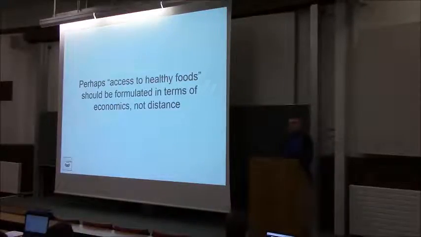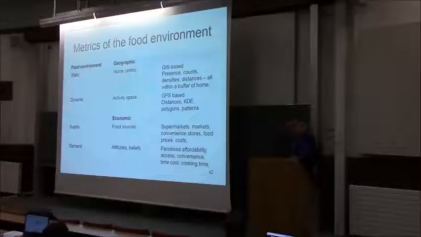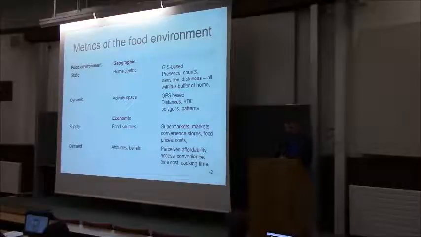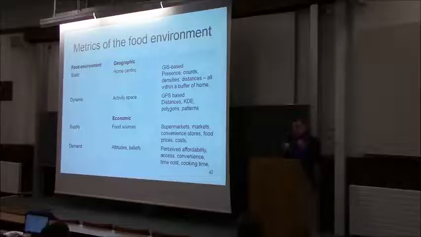And so this brings me to another component of this presentation, and that is that we have been looking at access to healthy foods in these studies very much in terms of geography, and perhaps not enough in terms of economics. So I have been thinking of ways of how to slice up the food environment, and most of the studies that you have seen so far, I would probably describe as geographic studies of the food environment, and they're mostly static, or to say, home-centric and GIS-based. So we look at presence and counts and densities and distances within the buffer of home and occasionally within the buffer of work.